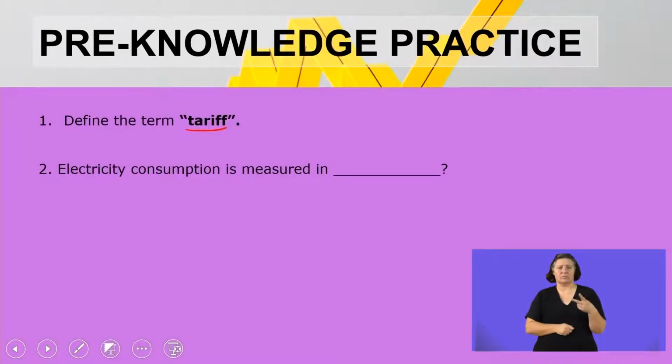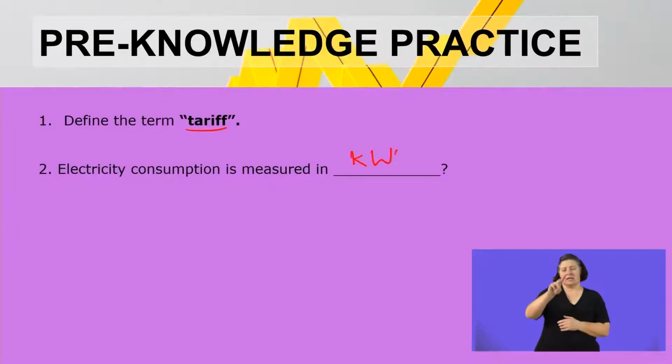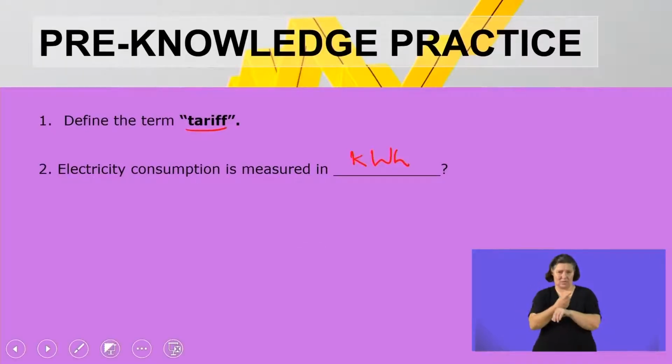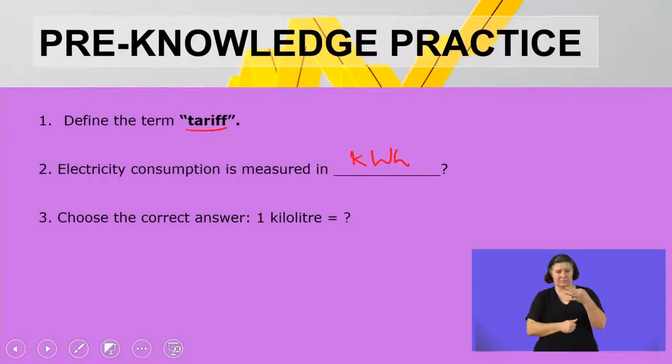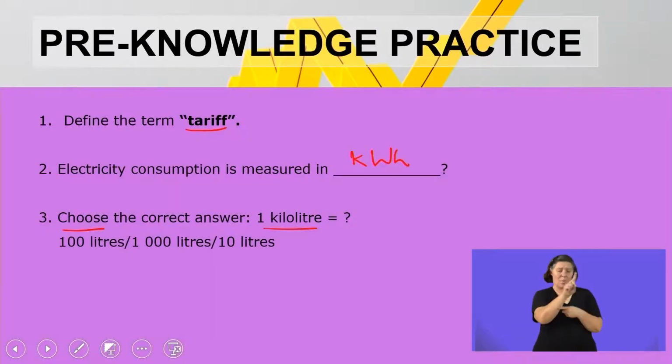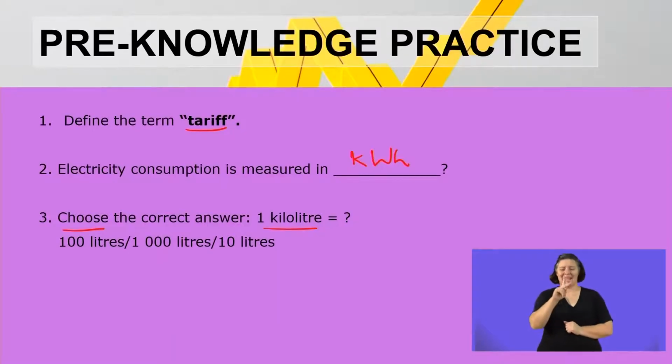Question number 2. Electricity consumption is measured in what? That will be kilowatt hours of electricity. So that is what electricity is measured in. Then also, question number 3, it says choose the correct answer, right? 1 kiloliter equals to, and now there are our options. Is it 100 liters, 1,000 liters, or 10 liters? We know that 1 kiloliter, remember the word kilo refers to 1,000, so therefore that will equal 1,000 liters. Okay, so I hope all of that is clear to you.